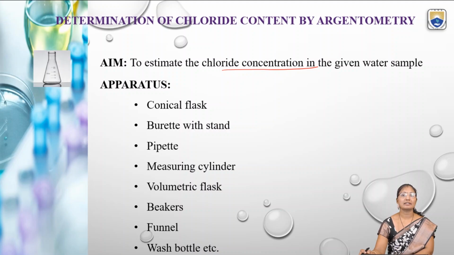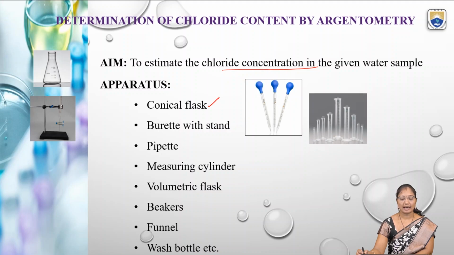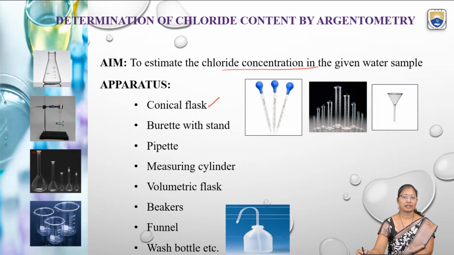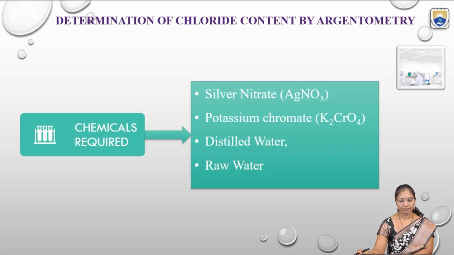So, what are the apparatus required? One is the conical flask, another is the burette with stand, the third is the pipette, and fourth are the measuring cylinders, followed by volumetric flask, beakers, funnel and wash bottle. These are the apparatus required to carry out the determination of chloride content in a water sample. The chemicals required are silver nitrate AgNO3, potassium chromate K2CrO4, distilled water and the sample water, which is raw water.